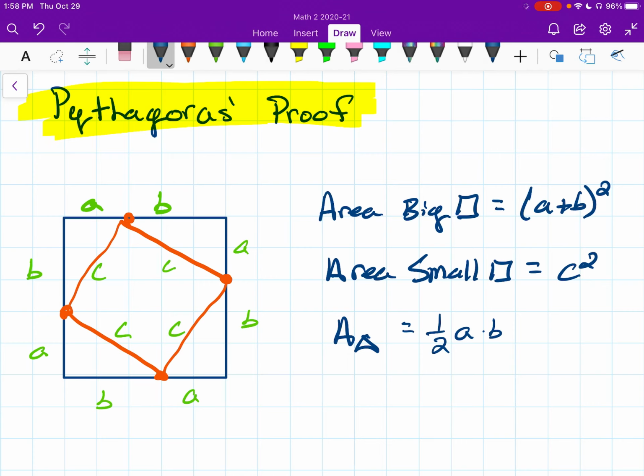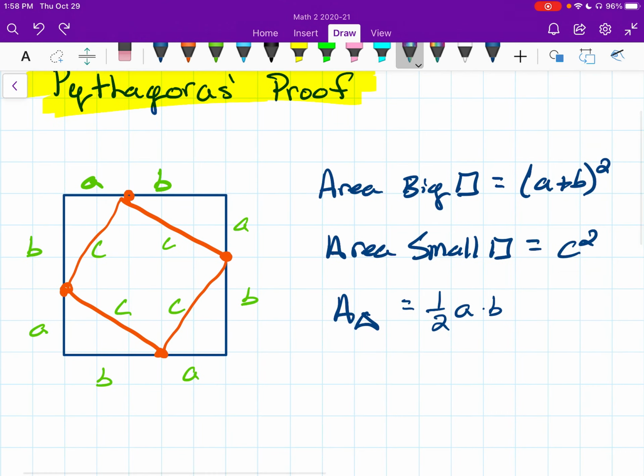Now let's look at this a little bit. Here is a right triangle, because we said that it's a square. And we have side lengths A, B, and C. Now we're going to say, well, there are 4 triangles and 1 small square, all inside of the big square.